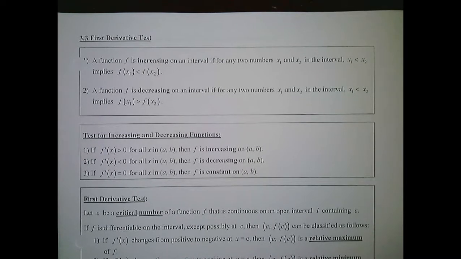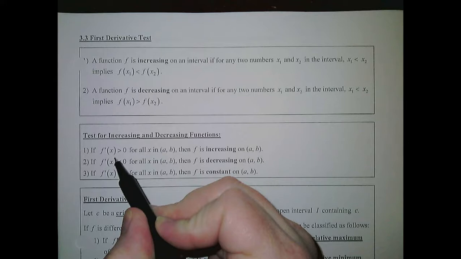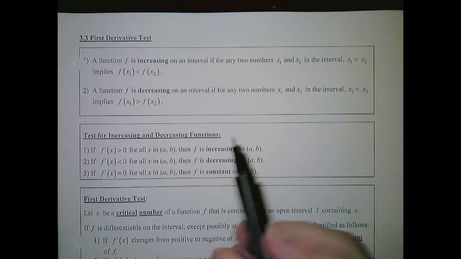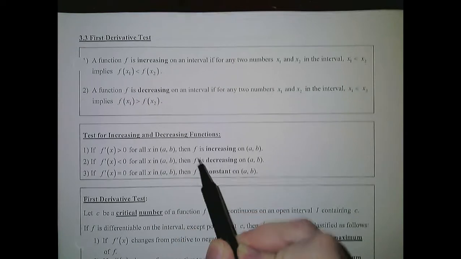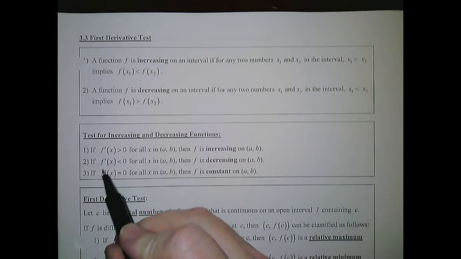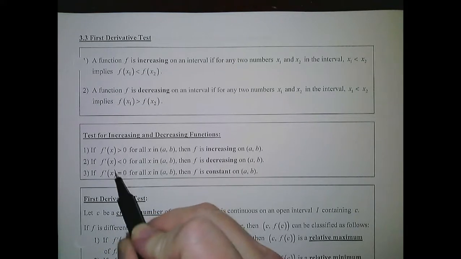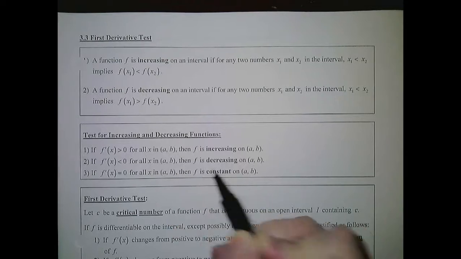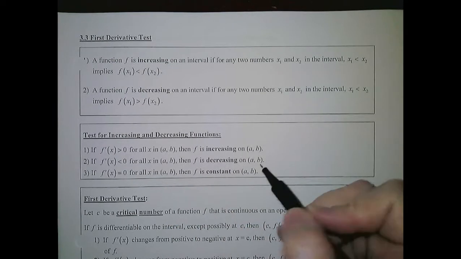So to test for intervals where the function is increasing or decreasing, we know that if the derivative of f is positive, greater than 0, for all x values in some interval, then f would be increasing on that interval. If the derivative of f is less than 0, is negative, for all x values in some interval, then the function must be decreasing on that interval.